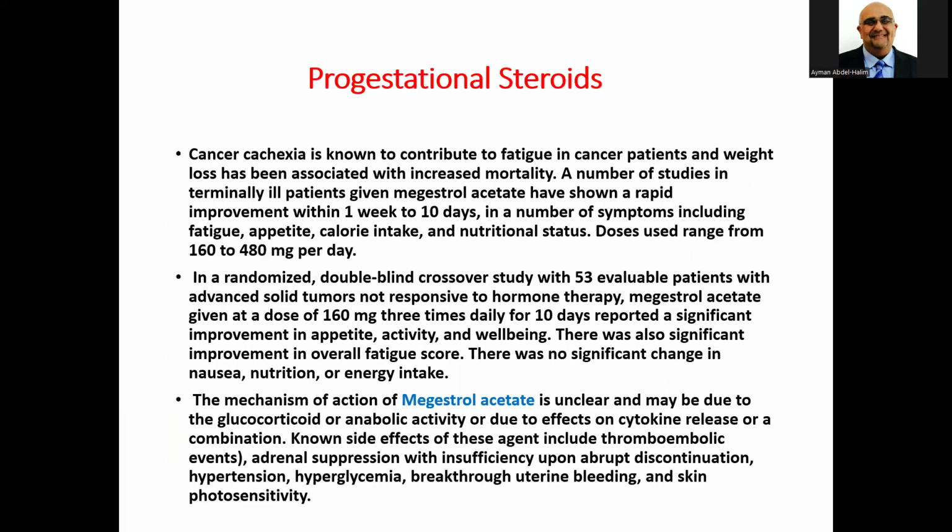Progestational steroids, and the most important one is megestrol acetate. It's a very good drug as far as increasing body weight. However, there is a higher risk of thromboembolic complications with megestrol acetate.